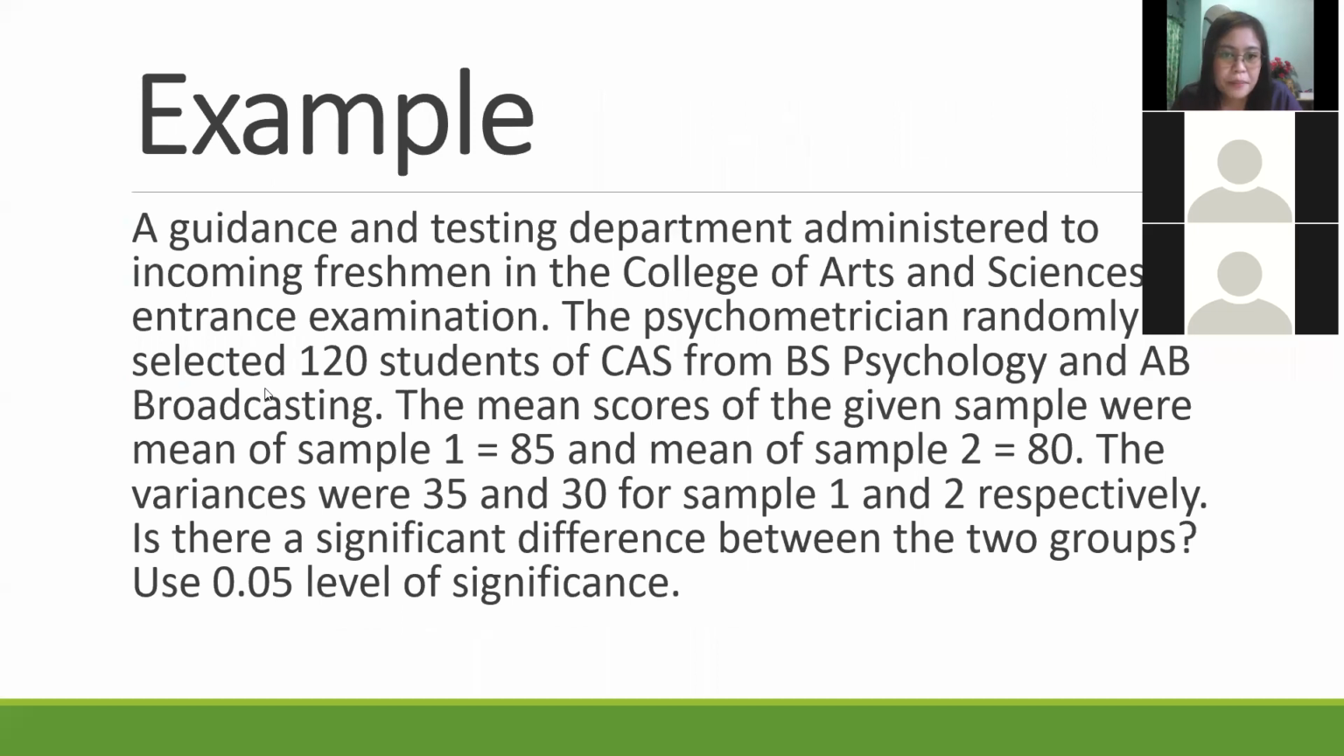So parehas sa ato ang example last meeting, we have 120 students from the BS Psychology and 120 from the AB Broadcasting. So kung mag-concentrate lang ta sa BS Psychology, that is just 120 minus 1. Okay? Kung sa AB Broadcasting lang ta mag-concentrate, that is also 120 minus 1. So that is 119. The degrees of freedom is 119. And 119 kabuok ang pwede mag-vary from each other.